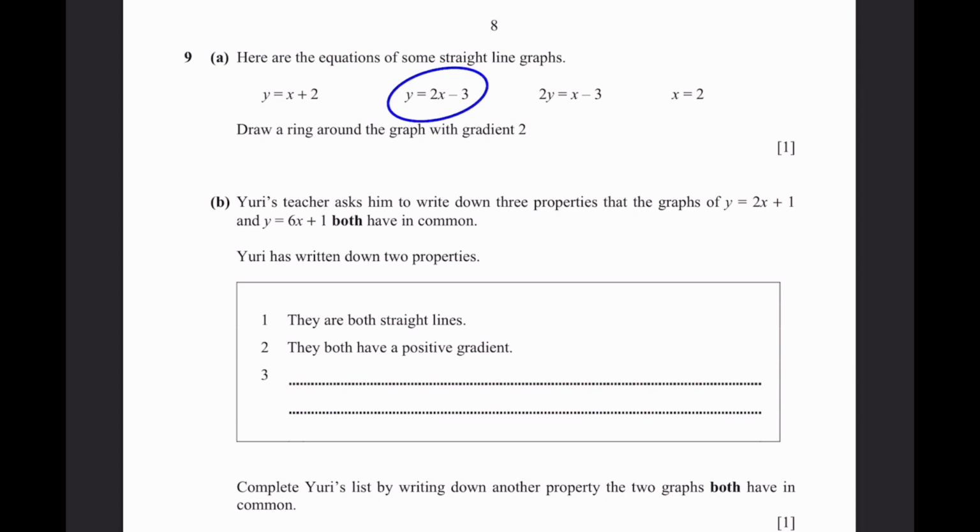B. Your teacher asked you to write down 3 properties that the graphs of y equals 2x plus 1 and y equals 6x plus 1 both have in common. Yuri has written down 2 properties. Complete Yuri's list by writing another property that the 2 graphs both have in common. We can see that y equals 2x plus 1 and 6x plus 1 both have 1 as the y-intercept. So we can write they both have the same y-intercept, which is 1. That's the answer.